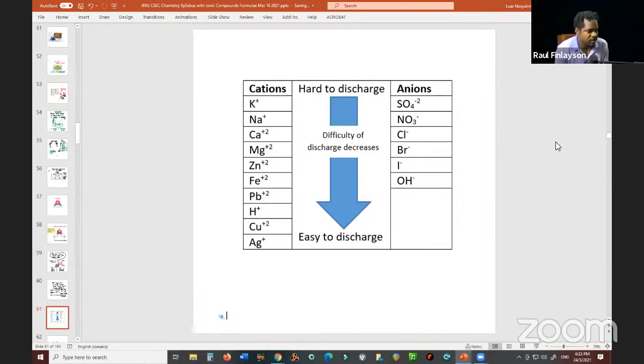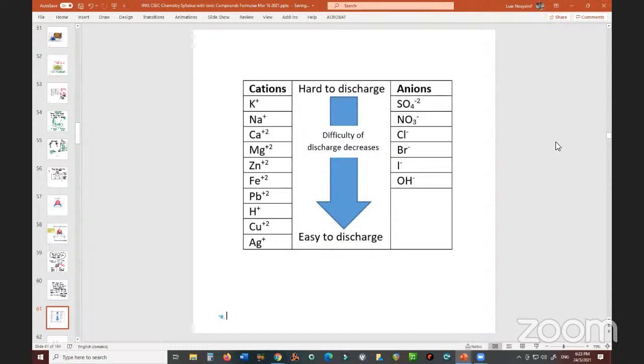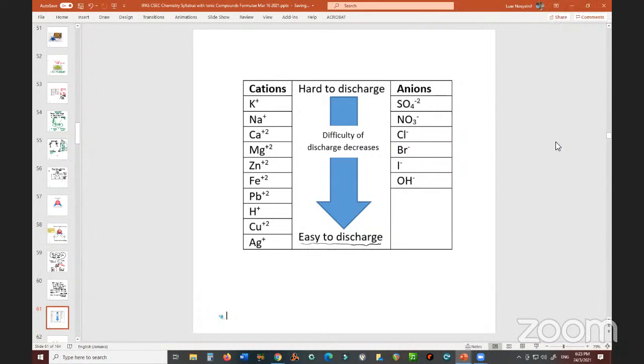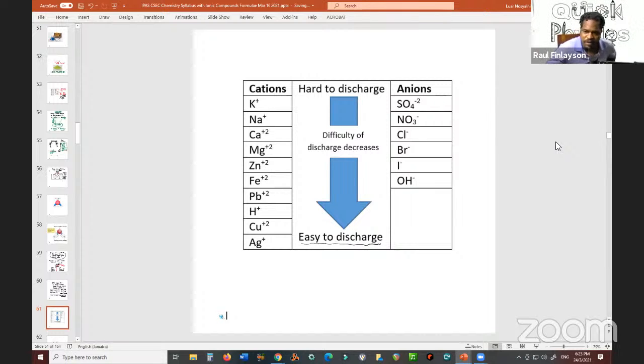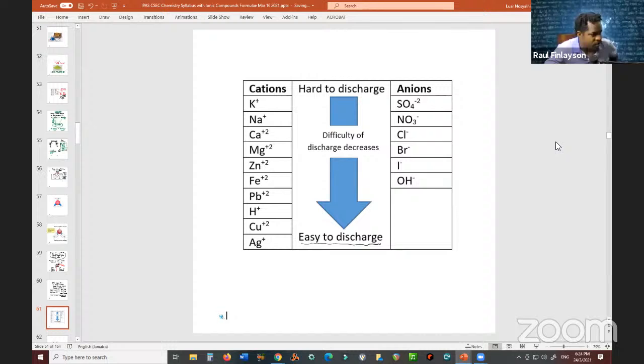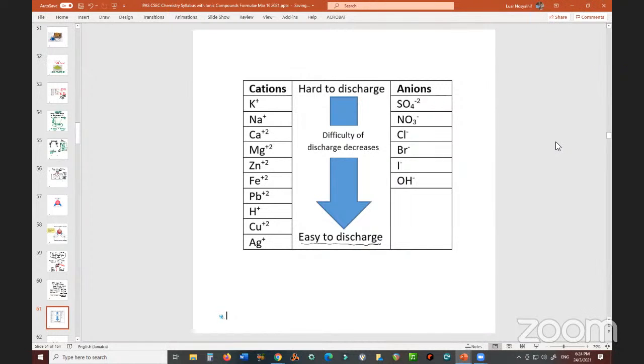So know this list, guys. This list is important. Going down, the arrow shows that the ones lower down are easier to discharge. Hydroxide, I should say. So if we look at this list, I hope everybody is watching, because everybody is silent. It says either you're doing something else or not there. Hydroxide and hydrogen.